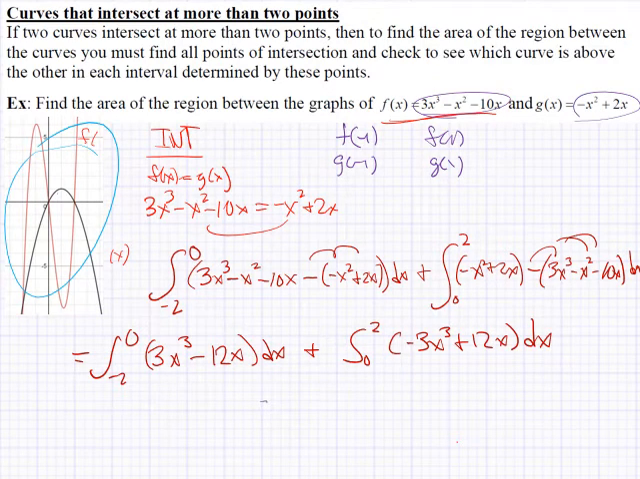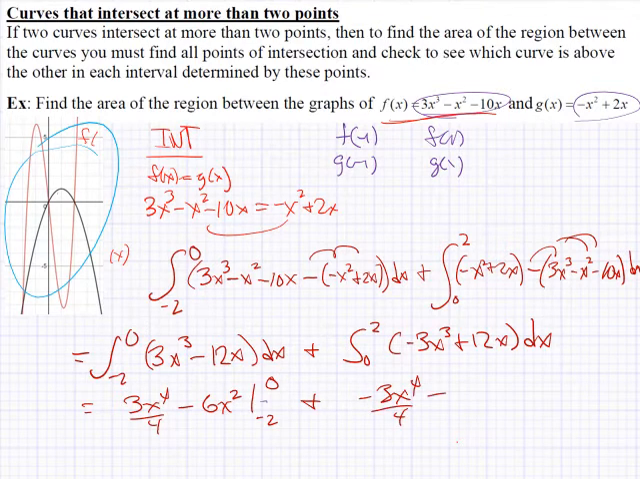And so now you integrate and plug in your limits of integration. So we're going to get 3x to the 4th over 4 minus 12x squared over 2, so let's just go 6x squared. That'll be -2 to 0. And this one would be -3x to the 4th over 4 plus 6x squared between 0 and 2. Plug in your numbers, evaluate, and then you're done.